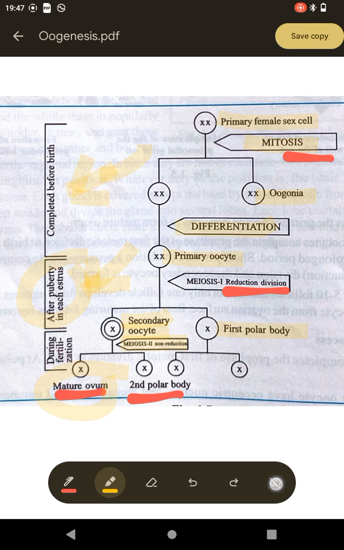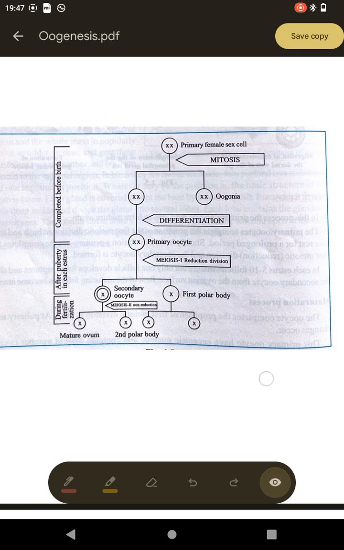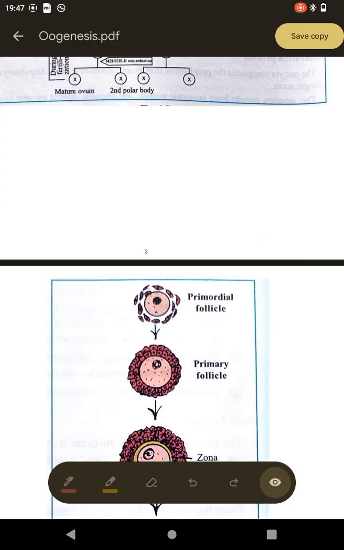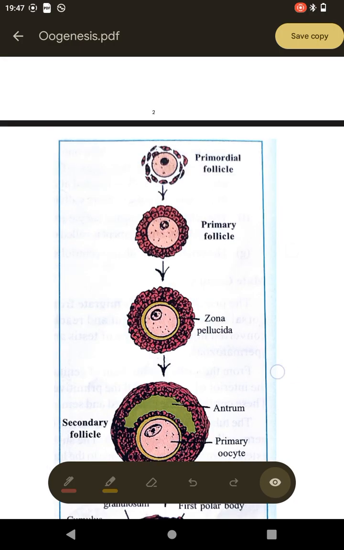Okay, we will see the next. This is the schematic diagram of the follicles.